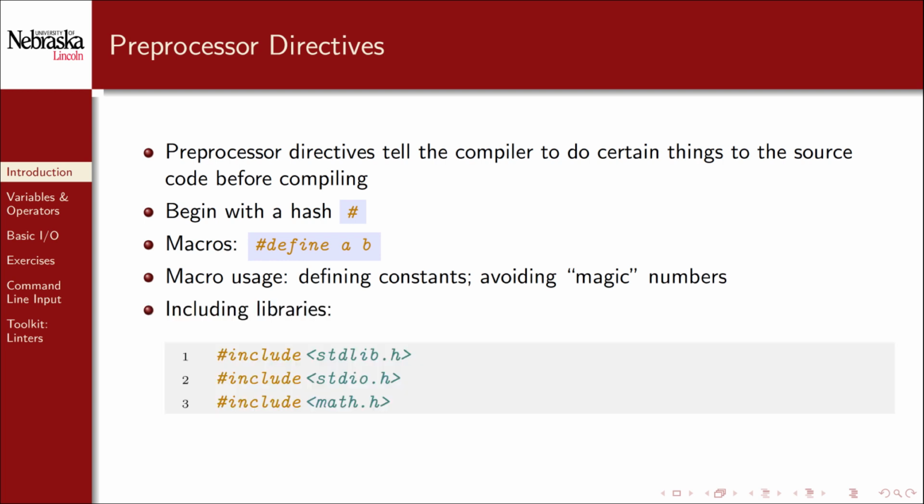Preprocessor directives also allow us to include external libraries, such as the standard library, which should always be included, the standard input-output library, which provides basic I/O functionality, and another fundamental library is the math library.